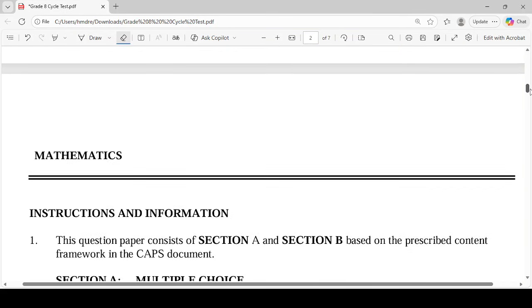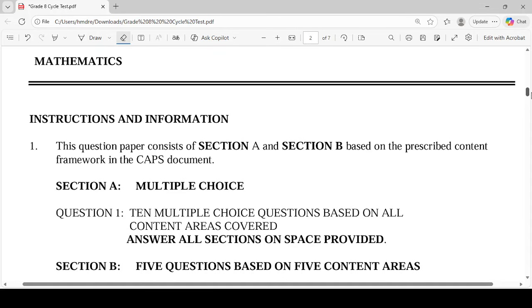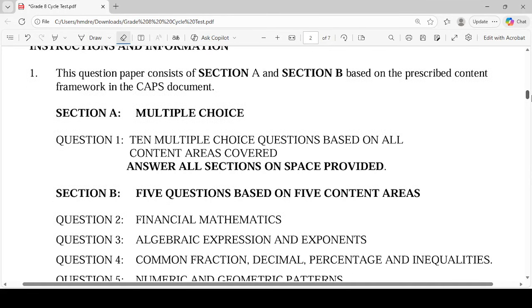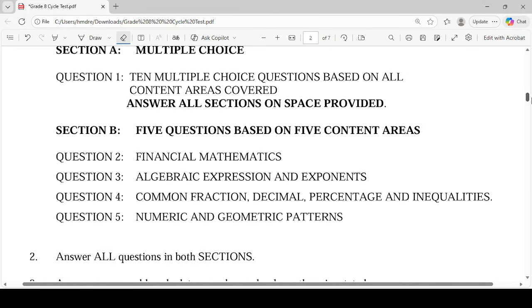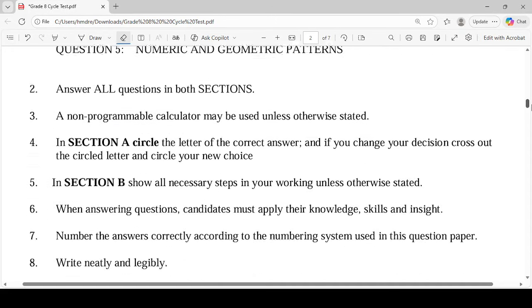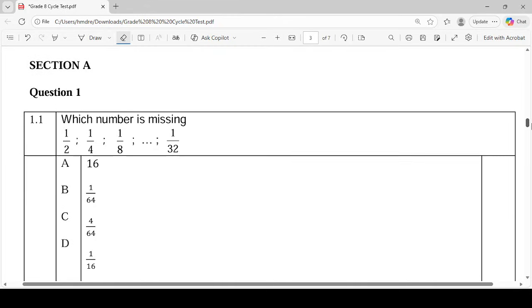So this question paper has a multiple choice section and then has some slightly longer questions. And for this kind of paper, you're usually allowed to use a calculator. You can see here we can use a calculator. Let's get straight into it. So in section A, we've got our multiple choice.